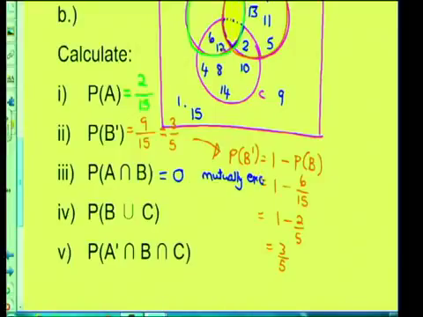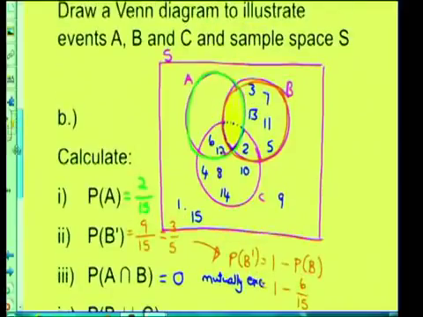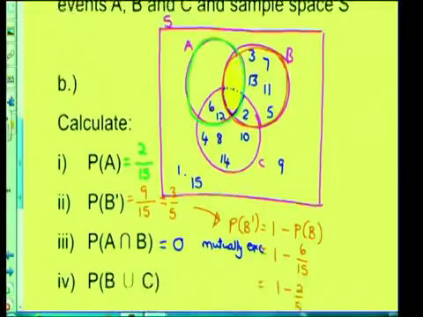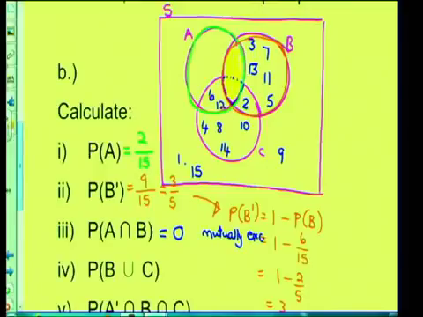Right, the next one says the probability of A union B. So now we want A and B together. So let's get ourselves another color. Let's try that one. A union C, was it? No, B union C. So B union C means all of those elements with all of those. So if you like, I can draw stripes or whatever in it, but I don't want to make the drawing look too messy.